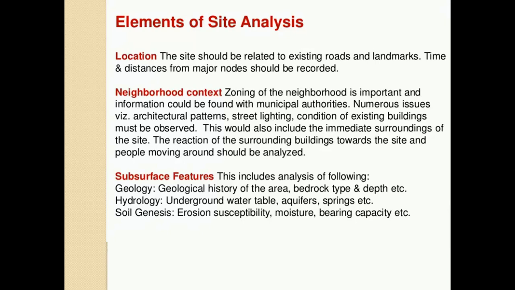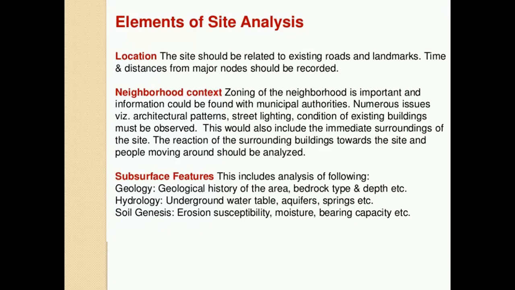Then the neighborhood context. In that they have said that the zoning of the neighborhood is important and the database is available with the nearby authorities and municipal authorities. Architectural pattern, whether street lighting is there or not, condition of existing buildings, whether they are new or old, how much area is crowded, this kind of information we can get from there.